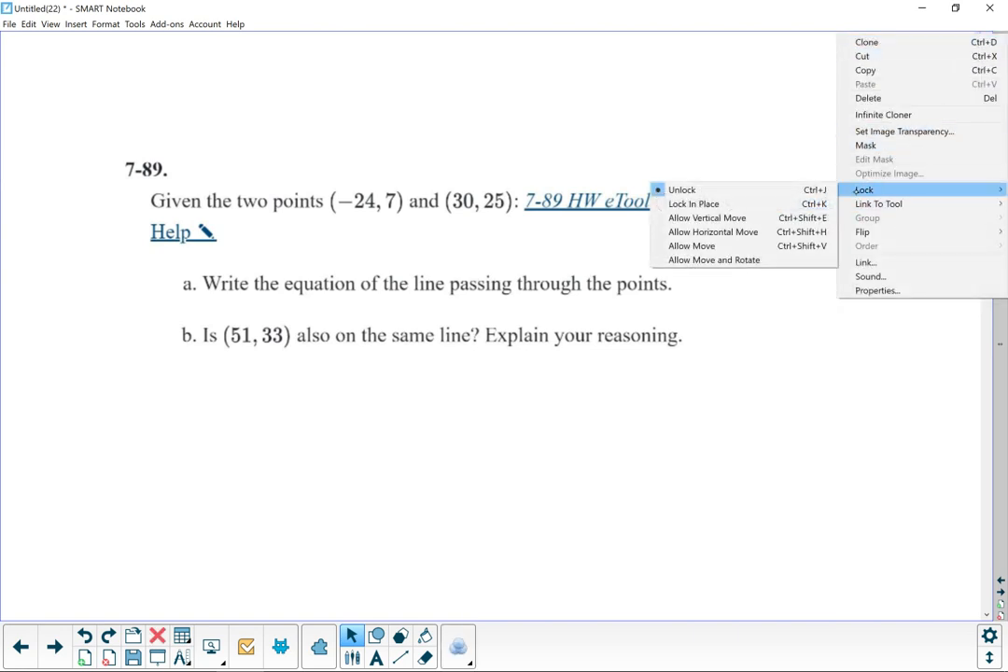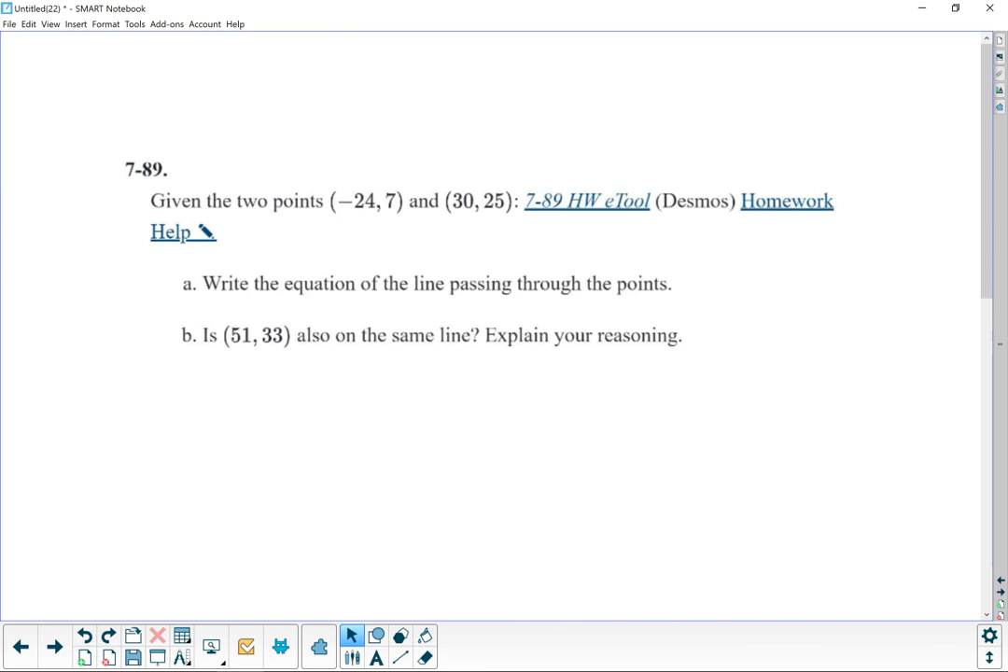Let's lock that in. Okay, given the 2 points, write the equation for the line passing through the points, and is that also on the same line? All right, explain your reasoning. Okay, so given these, we would not want to graph this, right?